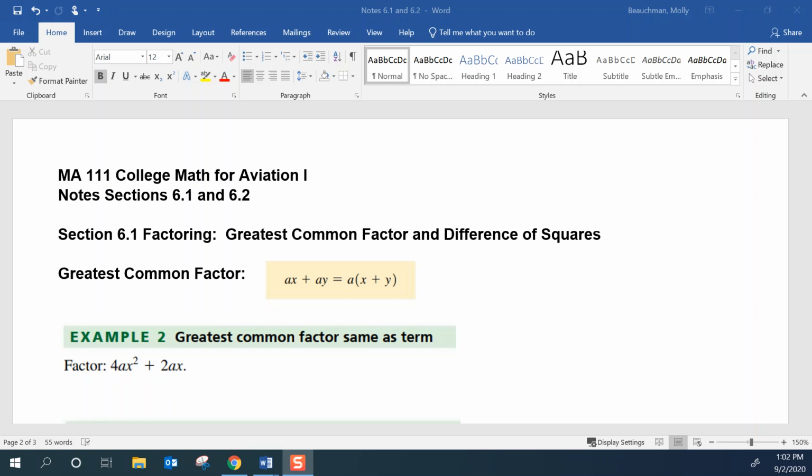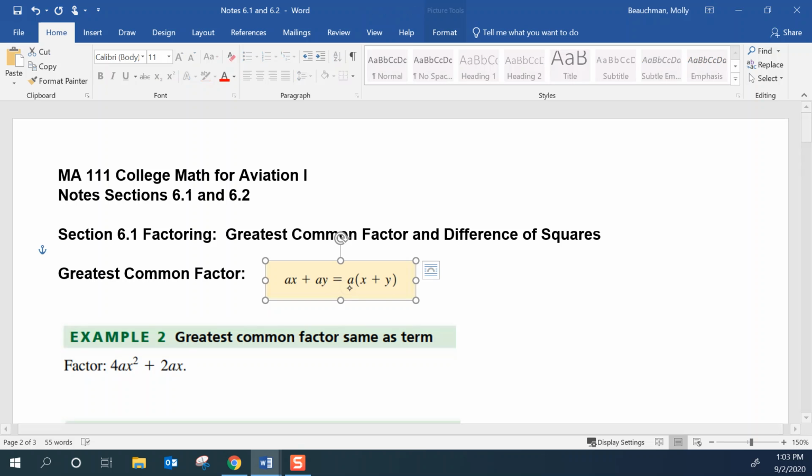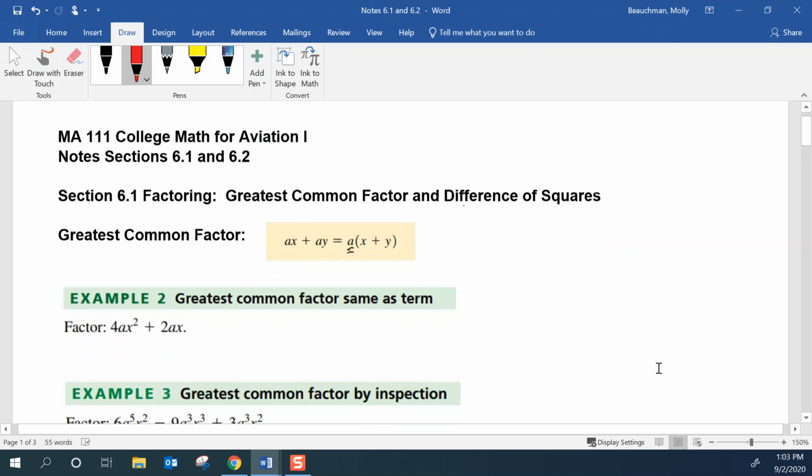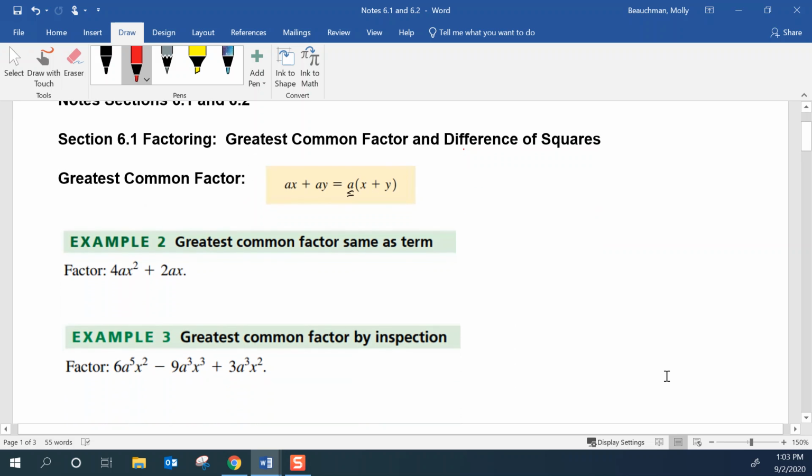So if we take a look, greatest common factor: ax plus ay is equal to, factor out what's common in both, a times (x plus y). So factoring means we're going to take an expression and rewrite it as a product. Instead of ax plus ay, we're rewriting it as the product of a times parentheses x plus y. So we're going backwards from what we did the first week of class. We multiplied things out, and now we're taking them and rewriting them as products.